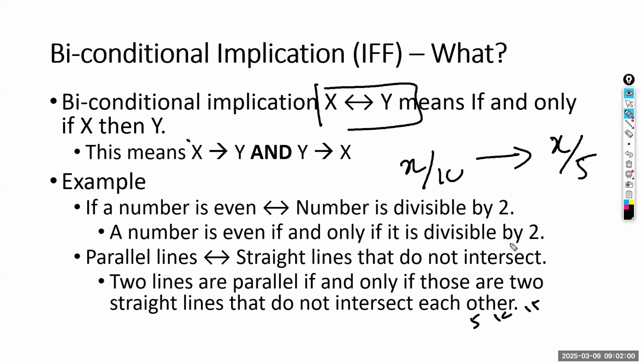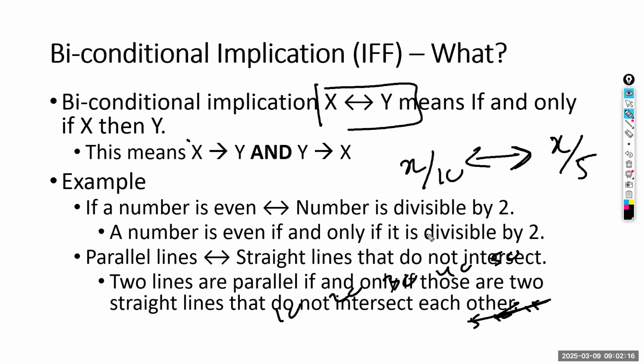It is divisible by 5. So that means numbers like 10, 20, 30, 40, 50 divisible by 10. So that means it's divisible by 5 also, right? So therefore this is correct. But can we say like this?